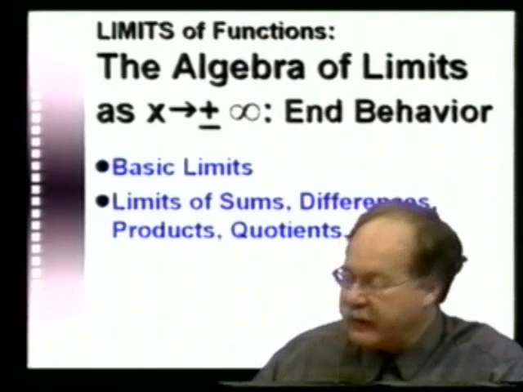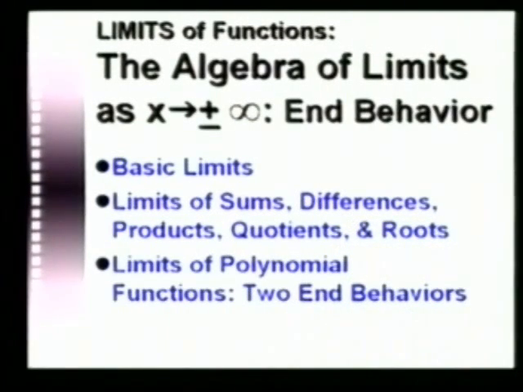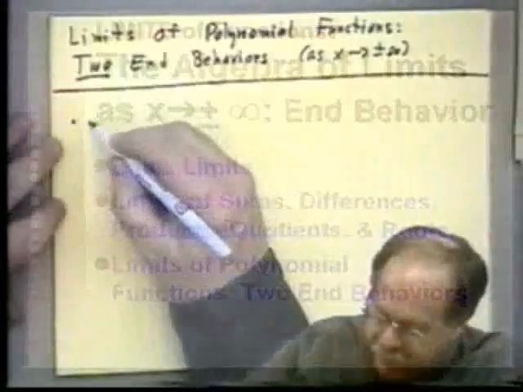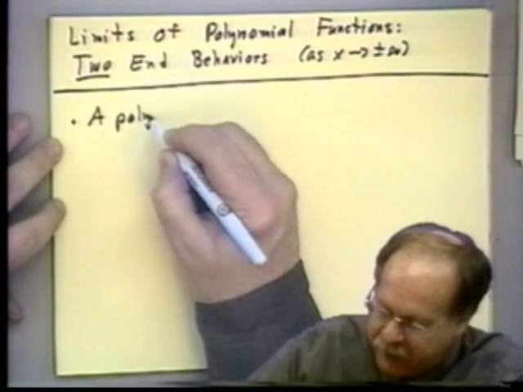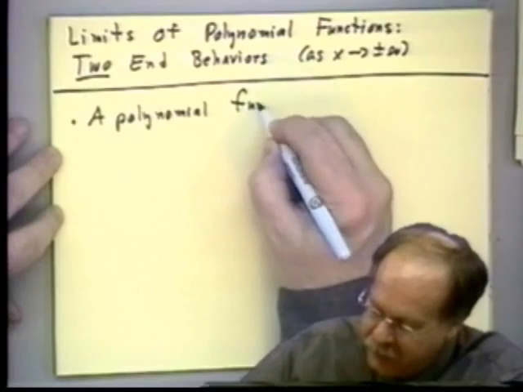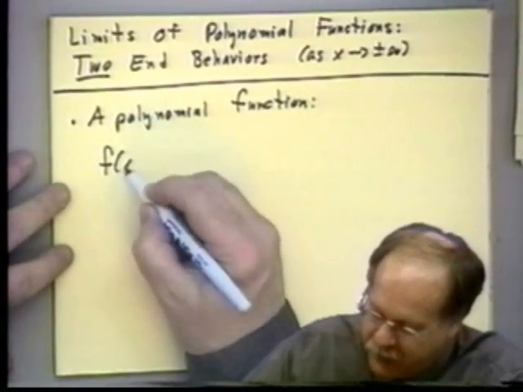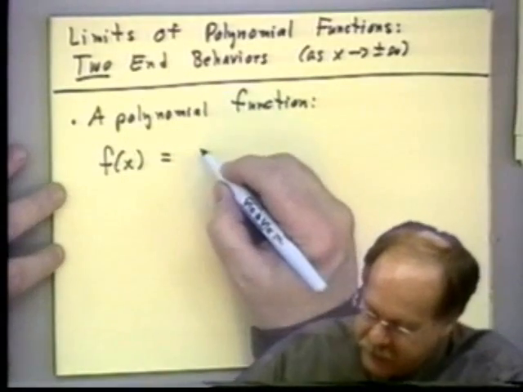Now let's put some of this together and look at the limits of polynomial functions. And they have 2 types of n behaviors, and only 2. So let's see what I mean by that. First of all, let's go ahead and write out a polynomial function so we're all talking about the same object. A polynomial function. What does that look like? Well, let's call it f of x.